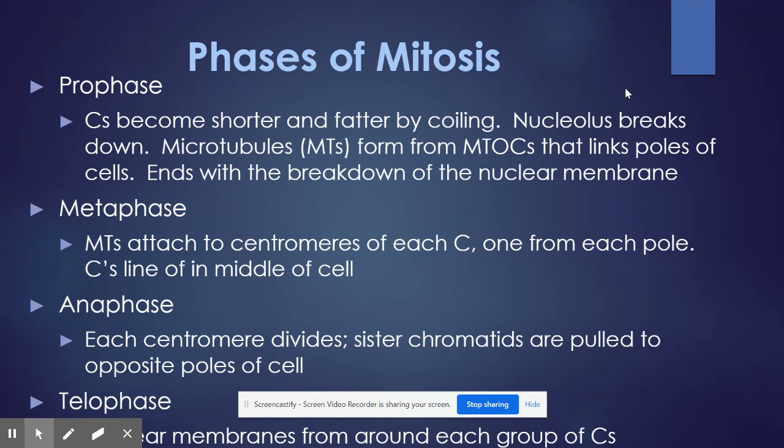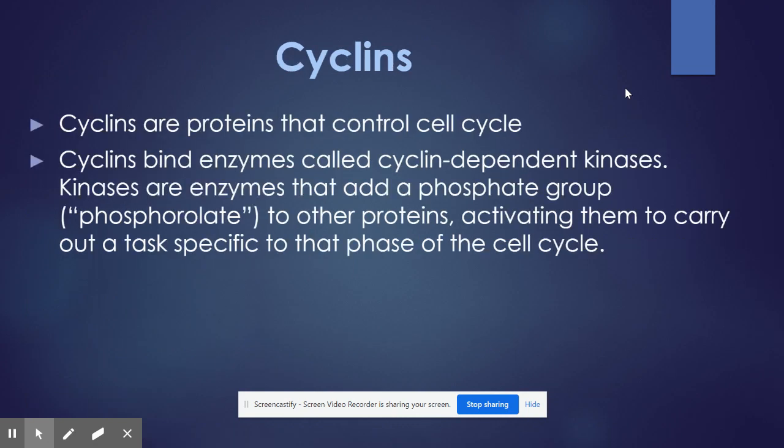Metaphase, M stands for middle. The microtubules attach to the centromeres of each chromosome. The centromere is the center of the chromosome. So one microtubule from each pole of the cell attaches to the centromeres in order to eventually break them apart. And they line up in the middle of the cell. A stands for away. So each centromere divides and their sister chromatids are pulled away to opposite poles of the cell. And telophase, T stands for two. Two nuclear membranes form around each group of chromosomes.